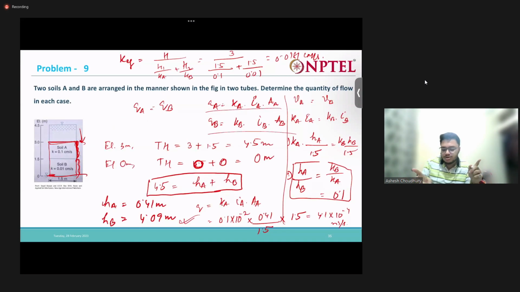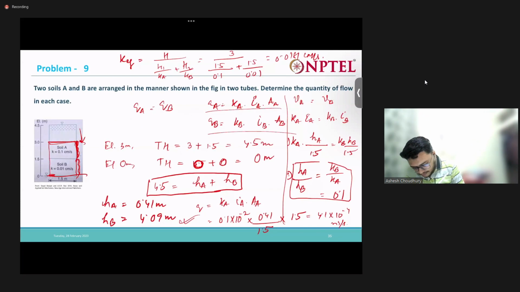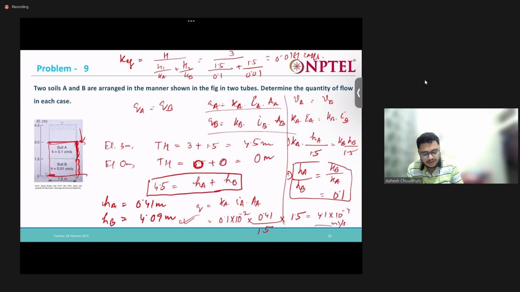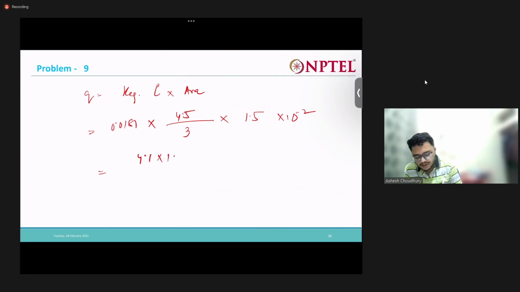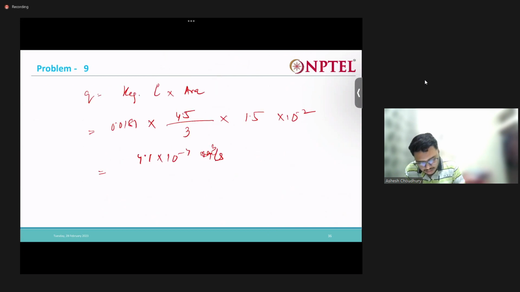i is nothing but, you already told that my total head loss of 4.5 meter is occurring from here to here. So i will be equal to 4.5, and what is the length of flow? It is 3 meter, because from here to here is 3 meter. So 4.5 by 3 into what is the area? Area is 1.5. If you do this, you will get the same answer. Answer will be the same, 4.1 into 10 to the power minus 4 meter cube per second. So this one we can calculate very easily.